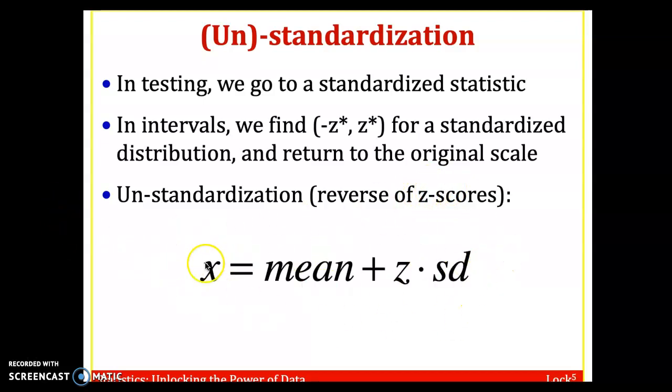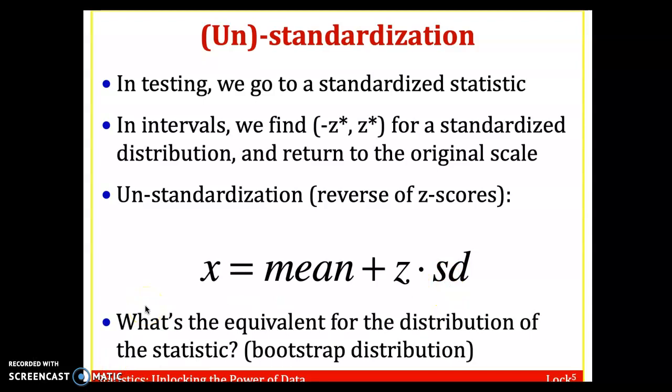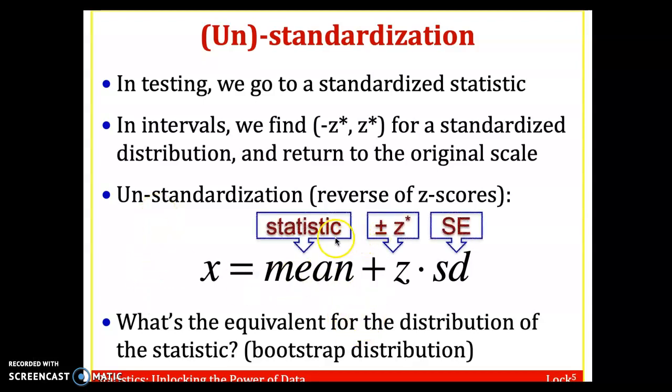So again, solving for that equation we did on the previous slide, x is equal to the mean plus z times the standard deviation. So what's the equivalent for the bootstrap of the distribution of the statistic, the bootstrap distribution? Here, we did this as the mean, instead we would take it as the statistic. Instead of plus z, we're going to say plus or minus z star. Again, I'm going to come back and talk about what the z star is. And then instead of standard deviation, we're going to replace that with the standard error. But it's the same general formula. Your statistic, plus or minus, we called this 2 before. We're going to be a little bit more precise in Chapter 5 and call it z star and then times standard error.